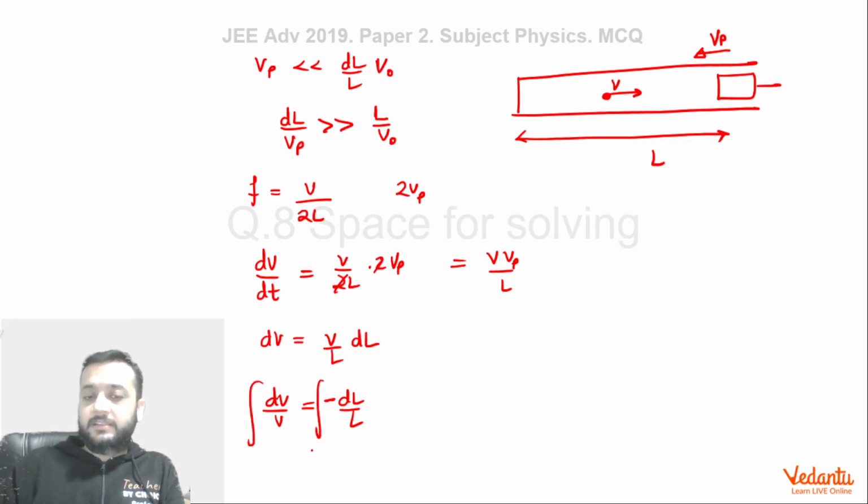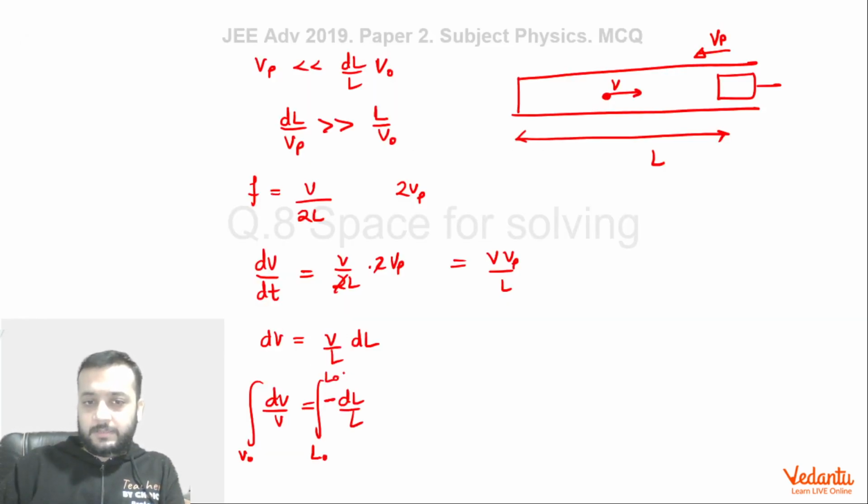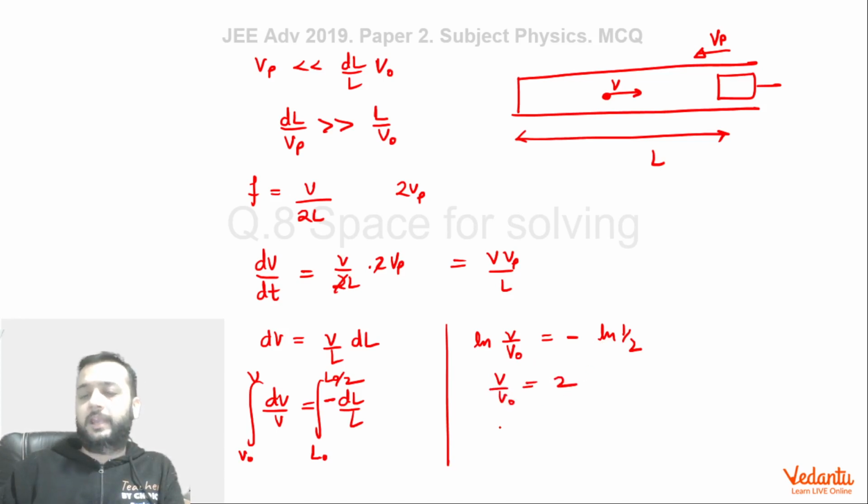Now when we integrate this, the initial value was L naught and the initial speed was V naught. We have to find the kinetic energy when the distance becomes L naught by 2. So when the distance becomes L naught by 2, let's say the speed becomes V. Here it becomes ln of V by V naught equals minus ln of half, because L naught by 2 by L naught gives half. So this will become ln 2, so V by V naught will become 2. So V will become 2 V naught. Hence the speed of the particle has doubled when the piston has moved to half the distance.